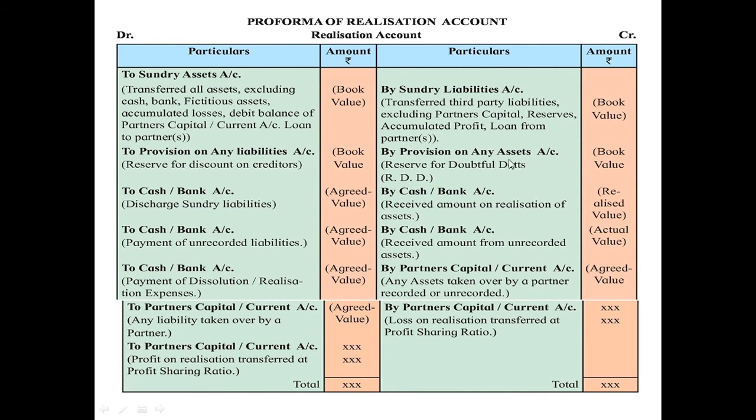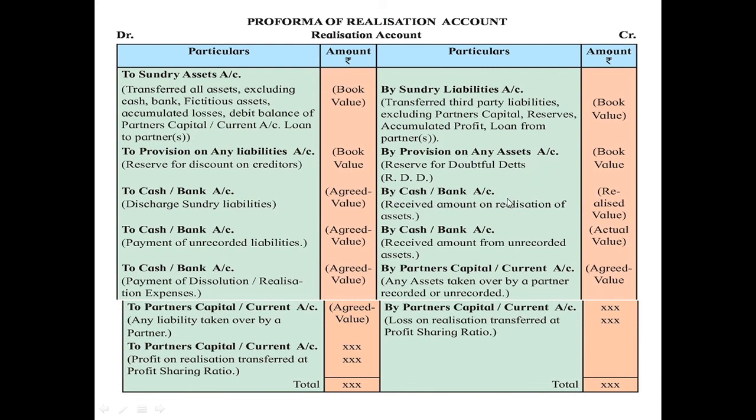Then by provision on any asset, so here they have given the example, reserve for doubtful debts. So you know that when the debtors are given in the old balance sheet, and if any RDD is subtracted, then the gross value of the debtors is recorded on the debit side under all the sundry assets. Here the gross value of the debtors is recorded on the debit side, but the RDD which is minus from the debtors is recorded on the credit side. So here the second entry is by provision on any asset account.